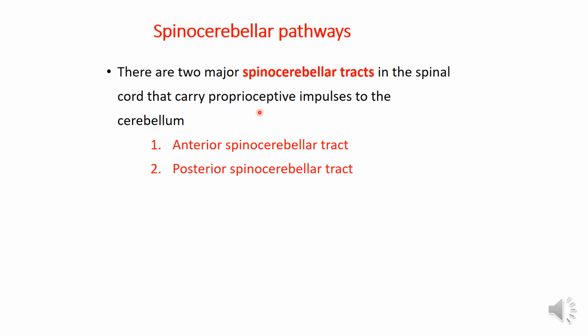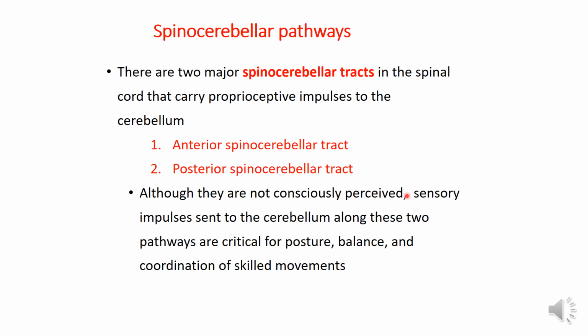What is the importance of this type of sensation? The cerebellum has an important function in the regulation of skilled voluntary movement, equilibrium, and posture. So the cerebellum receives a copy of proprioceptive sensation, like the cerebral cortex. This type of sensation is not perceived at the level of the cortex; it is perceived at the level of the cerebellum. It is not consciously perceived. You cannot feel it. You feel only the sensation that reaches the cerebral cortex.